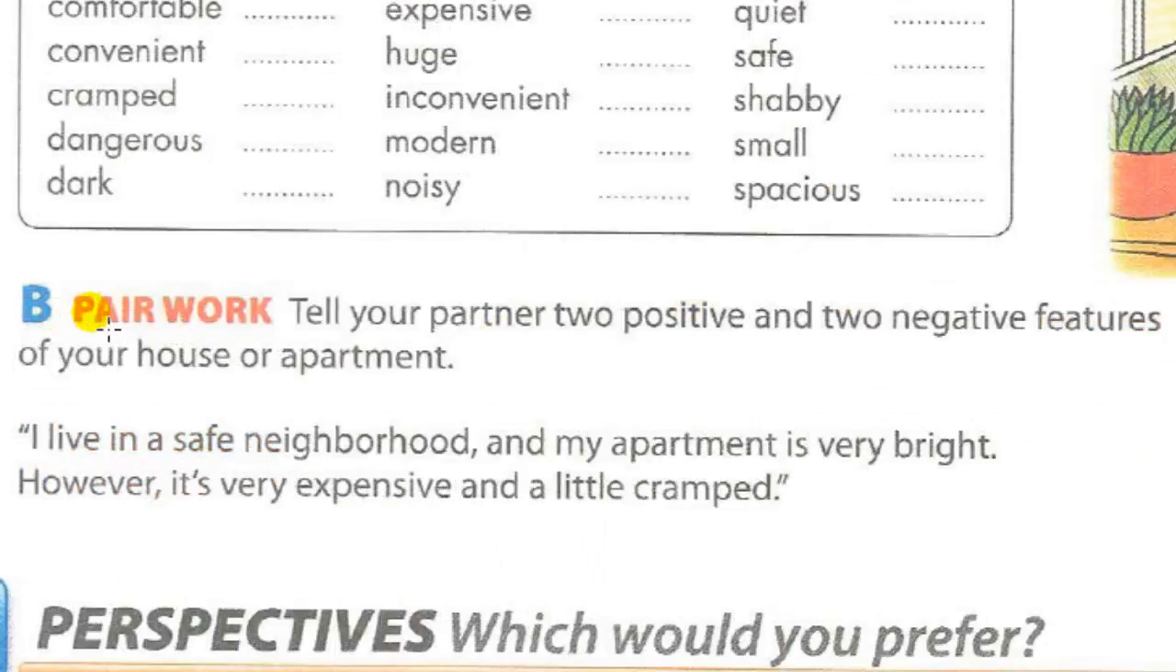B. Pair work. Tell your partner two positive and two negative features of your house or apartment. Tell your friend two positive, two good things, and two negative, two bad things about your house or apartment, flat.